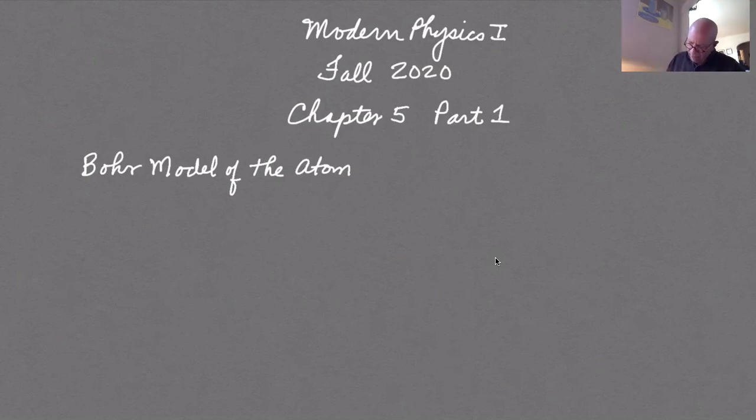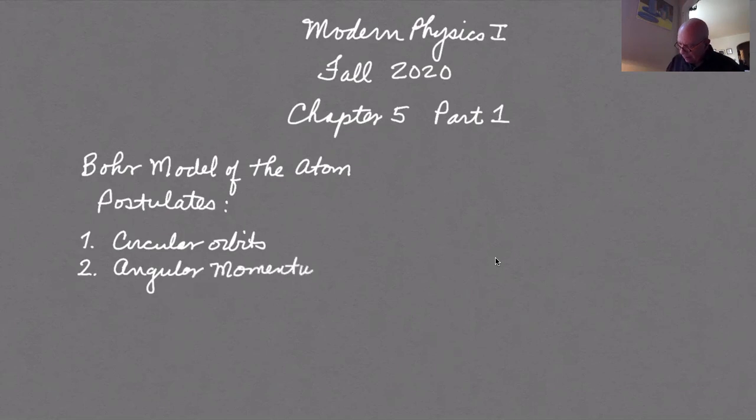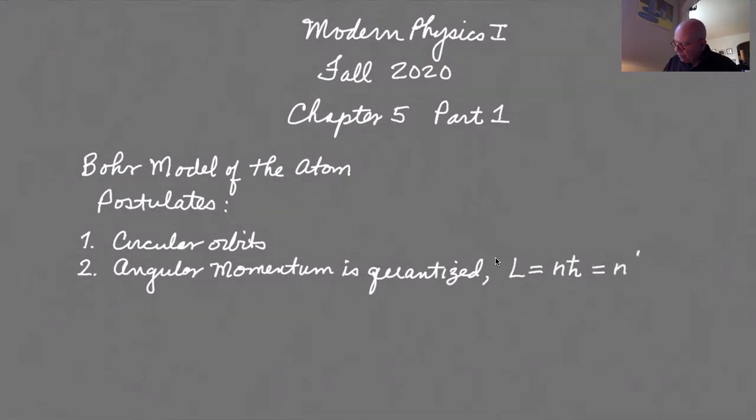So you'll remember the postulates, and there's four of them. The postulates of the Bohr model were: one, the atom is such that the electrons are considered to be in circular orbits around the nucleus. Two is that the angular momentum is quantized. That means it can only have certain values, and it was quantized in integer values of h bar, where h bar was h over 2 pi, and n is an integer.